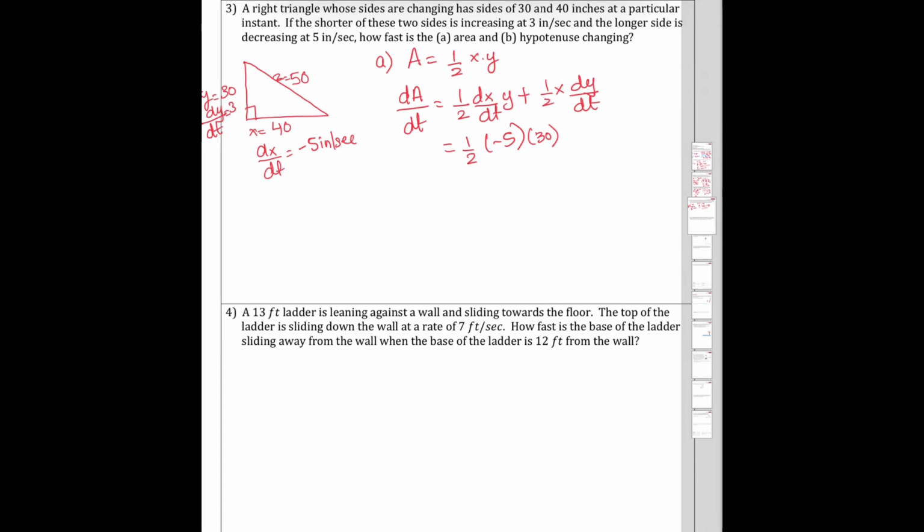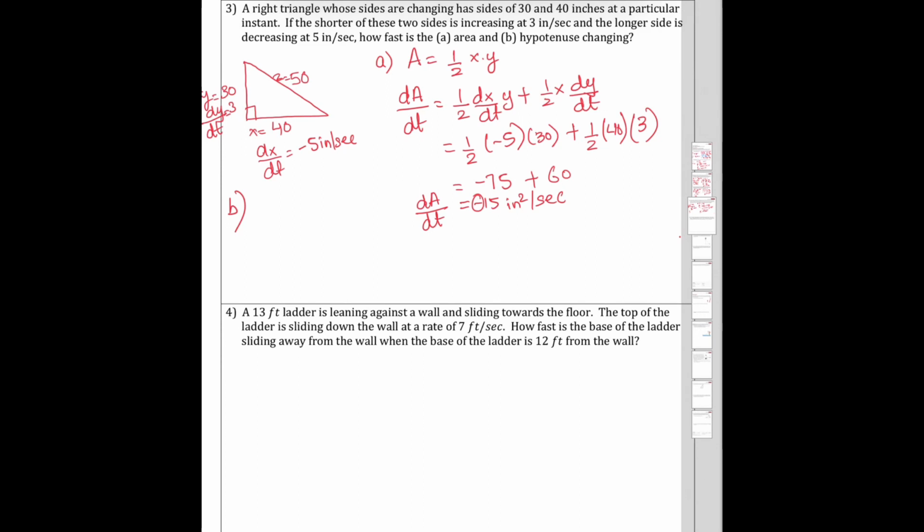plus 1/2, my x is what? 40, and my dy/dt is 3. So what do I get? 30 times 5 is 150, and it would be -75 plus 20 times 3, which is 60, which is -15 square inches per second. So my area is decreasing because of this negative, right? That is how you interpret what is happening to this triangle.